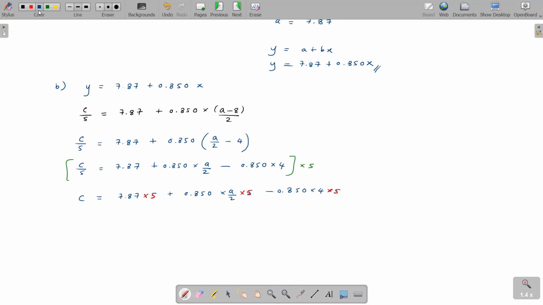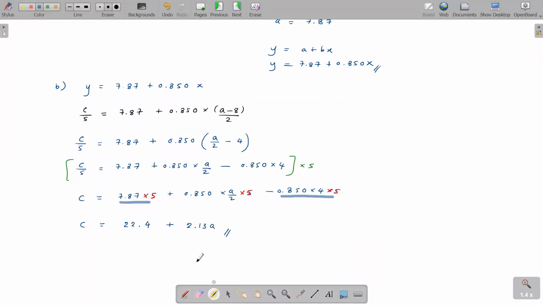So, and then now you can go for your regression equation. So the regression equation, you can see this term has a, but these two terms, you can add them. 7.87 into 5 minus 0.850 into 4 into 5, that you can get as the part for the intercept, and the other part gives you the gradient. Okay, so the gradient is 0.850 into half. Okay, a over 2 means it's half. 0.850 into half into 5. And that gives you the a coefficient. Okay, so let's get these values in the calc.